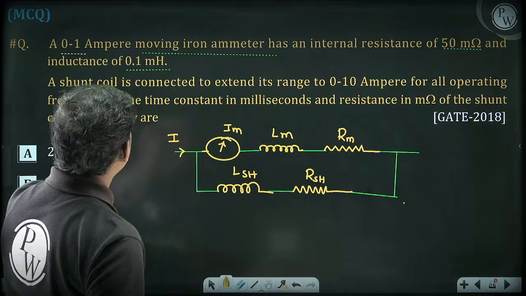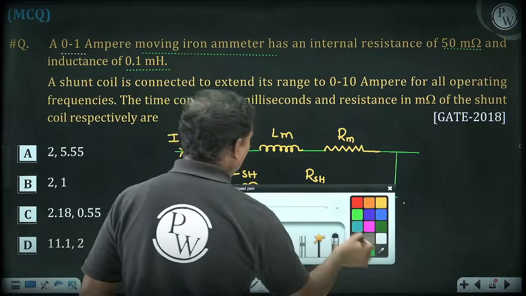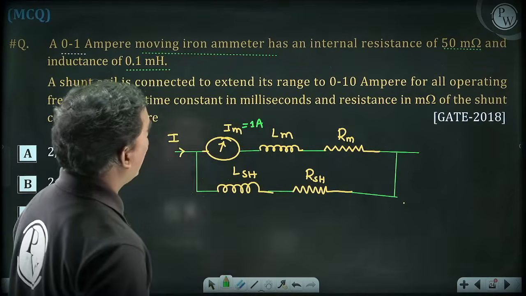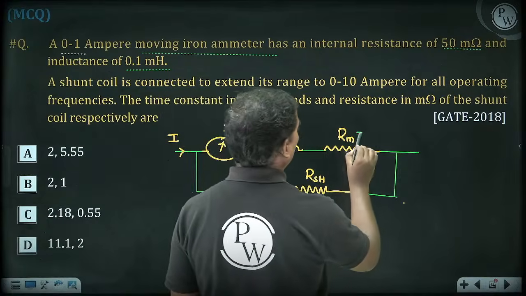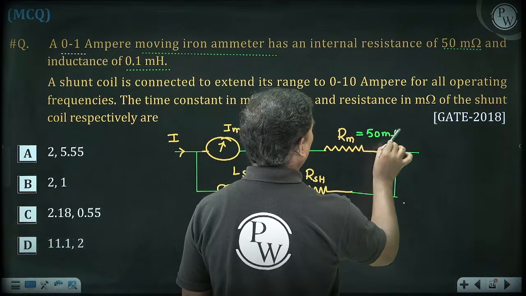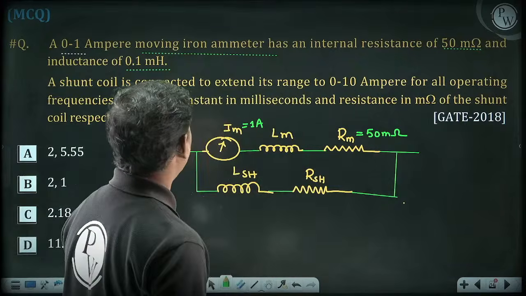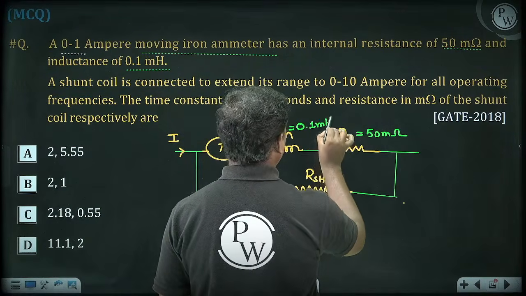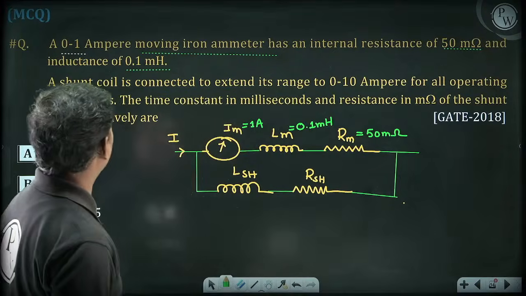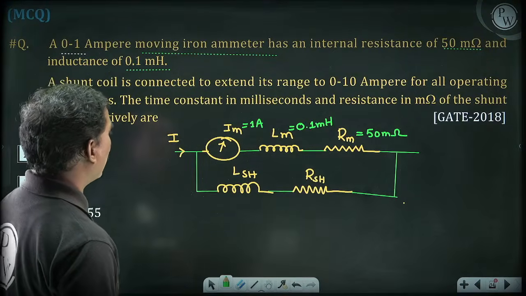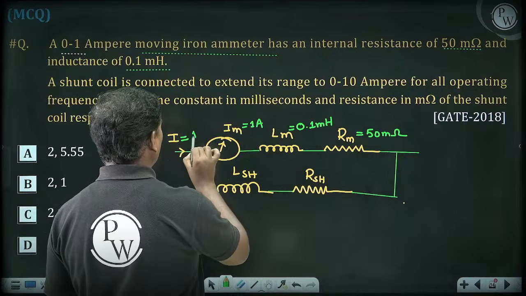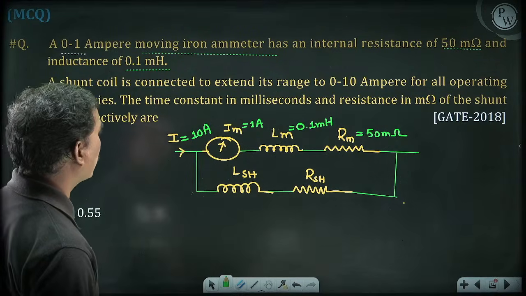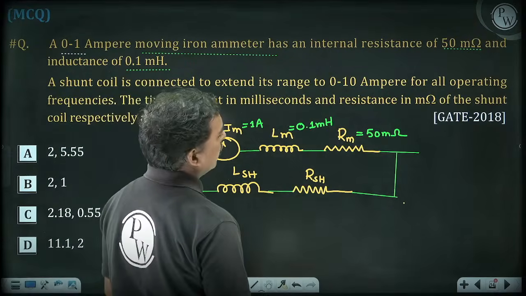Now a 0 to 1 ampere, so this is 1 ampere, moving iron ammeter has an internal resistance of 50 milliohms. So this is 50 milliohms and inductance of 0.1 millihenry. A shunt coil is connected to extend its range to 0 to 10 amperes. This is 10 amperes. For all operating frequencies, the time constant in milliseconds is asked and the shunt component is asked.